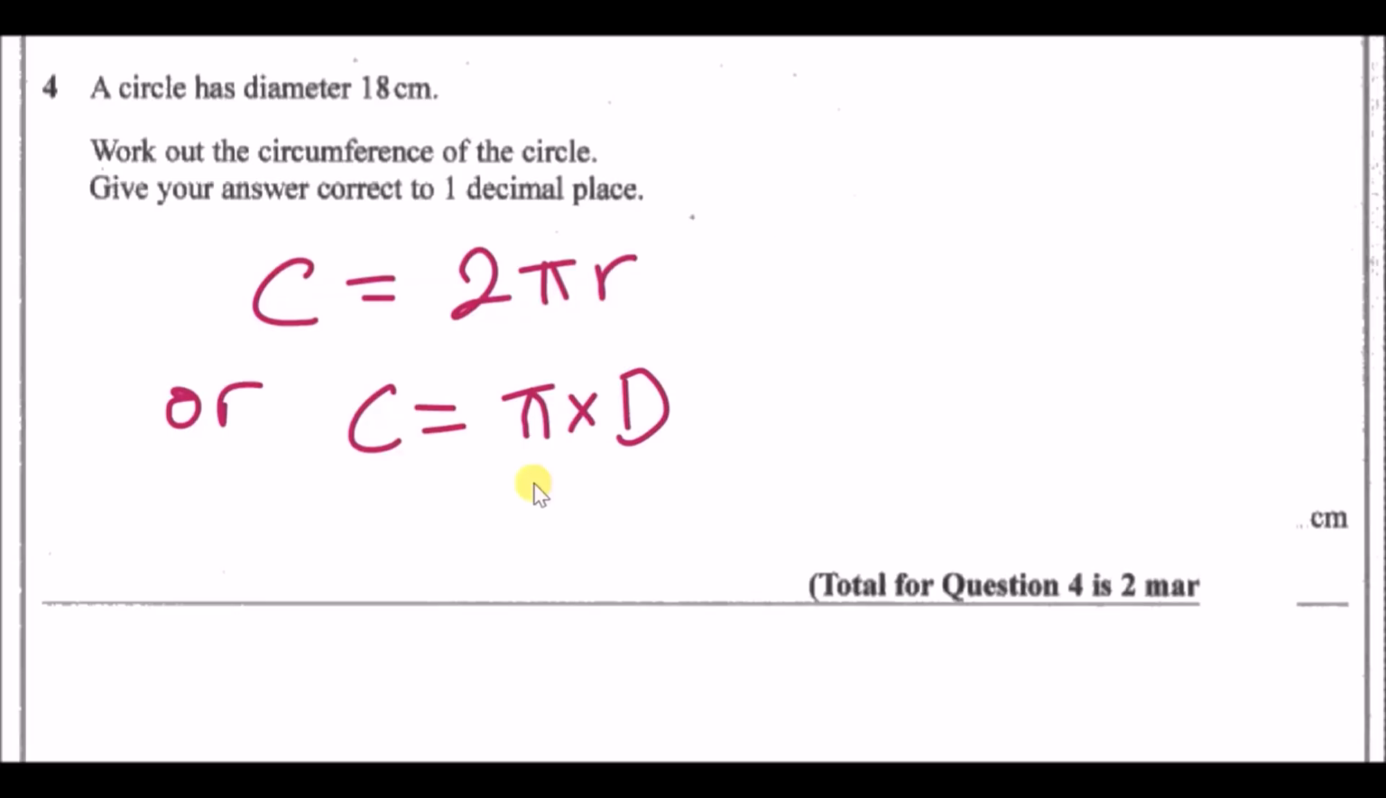Well, we might as well go over the second formula. Since the diameter is 18, it's just literally going to be pi times 18, so 18 pi. Smashing this in your calculator, you're going to get 56.5 centimeters to 1 dp.